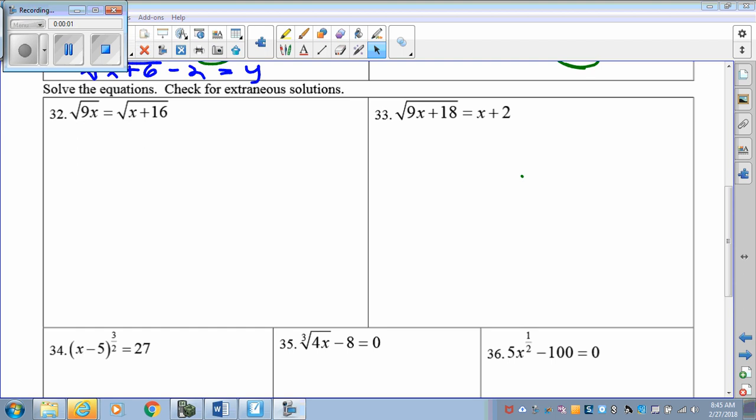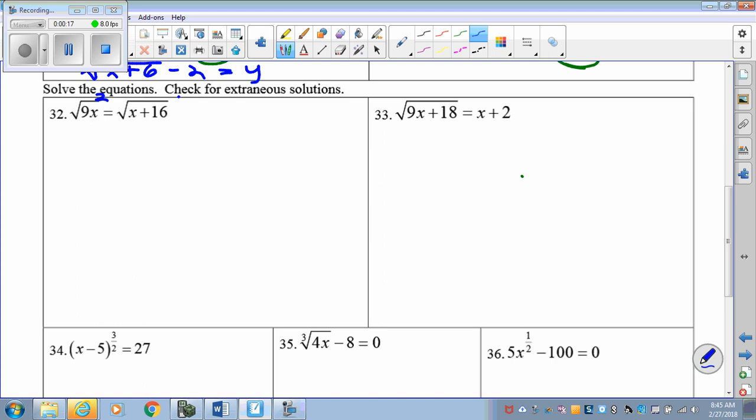Okay, so now we're solving radical equations. Well, it's the same as any other equation. You want to get the radical by itself, all right, and then you solve for your variable. In 32, we have the radical on both sides. So in order to get to that x, I've got to get rid of that radical so I can square both sides, right? Because that's the inverse of the square root, is squaring it.